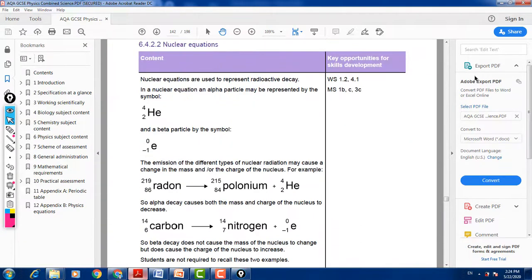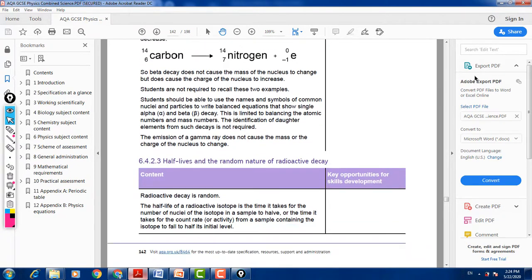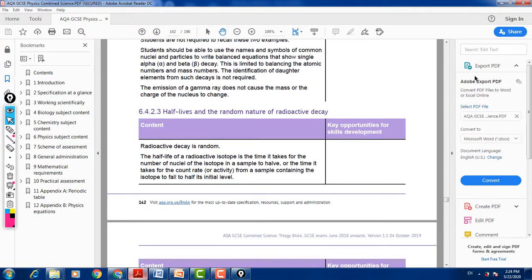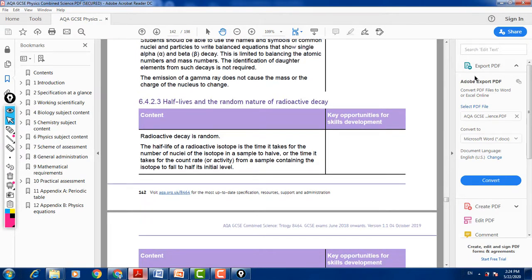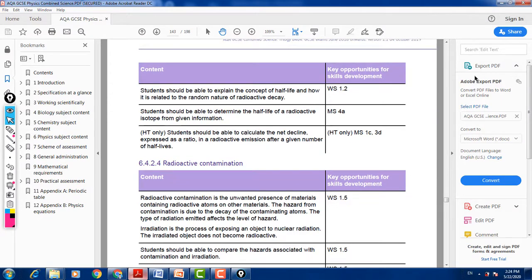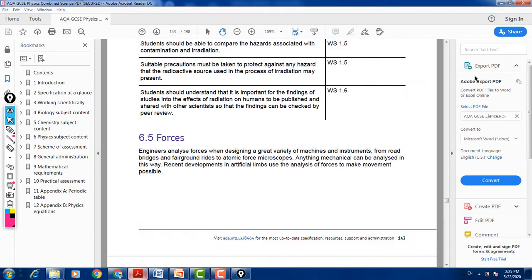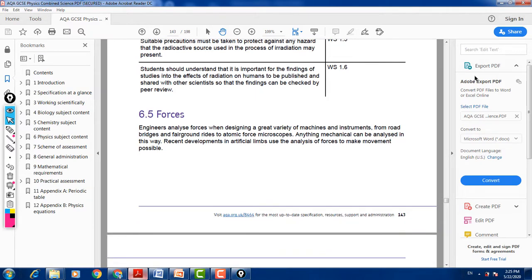Then comes the nuclear equations. After the nuclear equations, we'll discuss the half-lives and the random nature of radioactive decay. Over here, we'll discuss the decay of alpha, beta, and gamma particles, and then comes the topic of radioactive contamination. So this was it for the atomic structure.